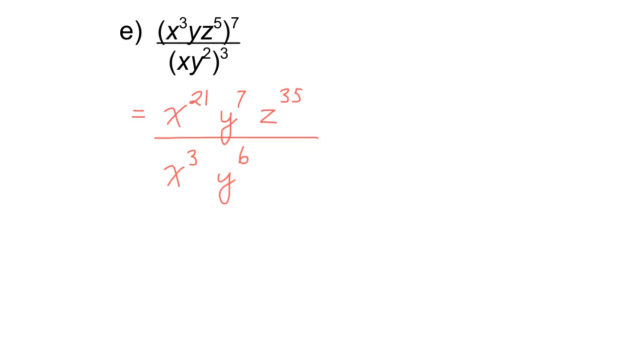My next step will be to divide my powers with the same base by subtracting the exponents. So when I do that, 21 minus 3 is 18, 7 minus 6 is 1, and 35, don't subtract anything because there's no z on the bottom. So it just stays as z to the 35. So my simplified version of the expression is x to the 18, y, z to the 35.